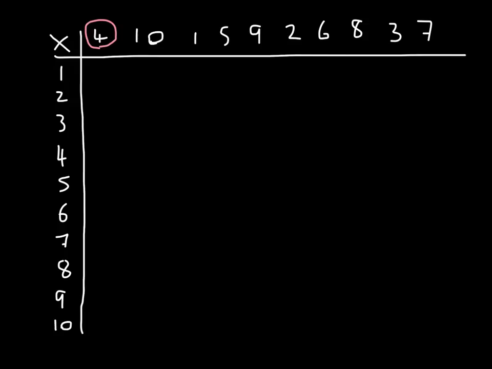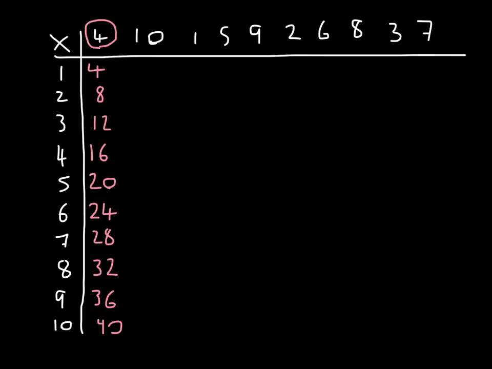And we'll go through them quite quickly, just to give you an idea of the sort of time it will take. So we've got 1 times 4 is 4, 2 times 4 is 8, 3 times 4 is 12, 4 times 4 is 16, 5 times 4 is 20, 6 times 4 is 24, 7 times 4 is 28, 8 times 4 is 32, 9 times 4 is 36, and 10 times 4 is 40.